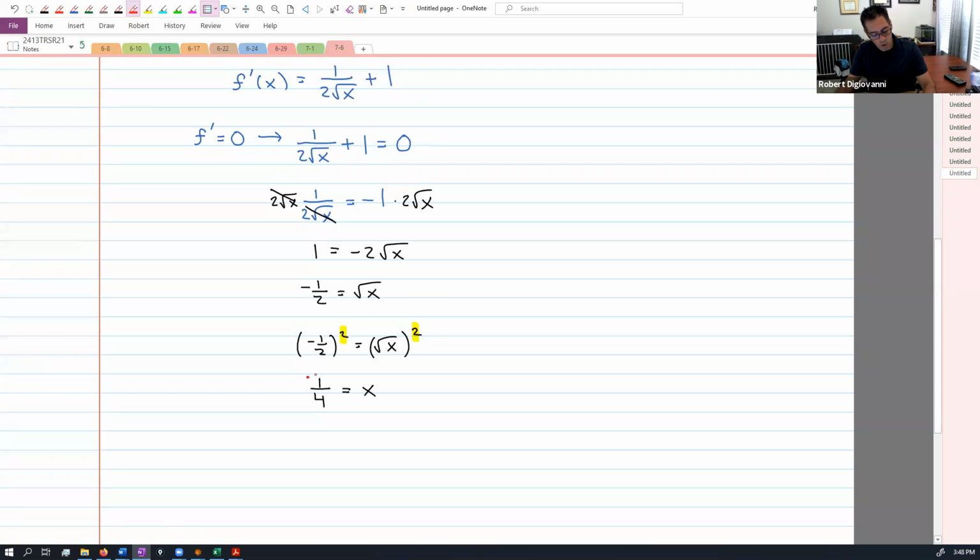Because if you take 1/4 and just plug it in anywhere before you square it, right there, plug 1/4 in here. You'll get -1/2 equals the square root of 1/4. And the square root of 1/4 is a half. And these aren't equal.